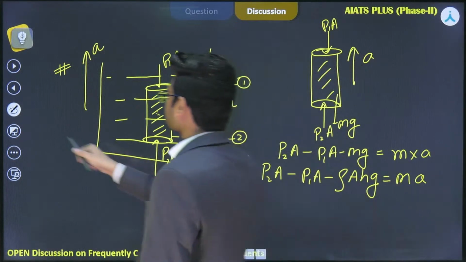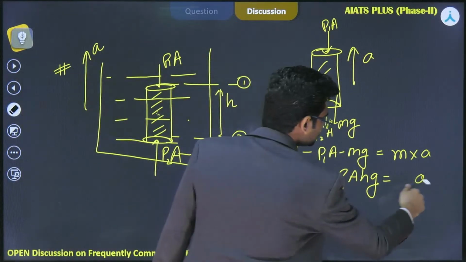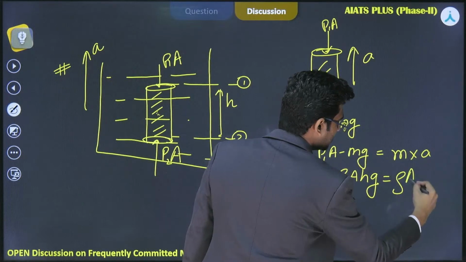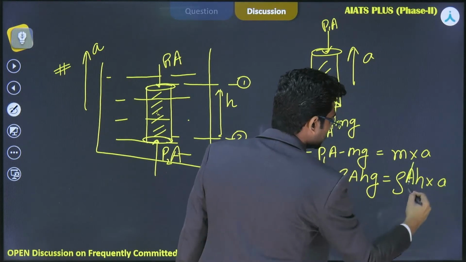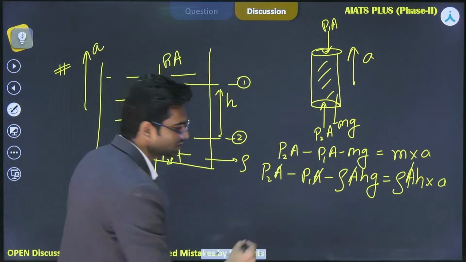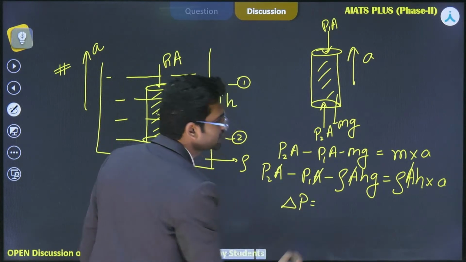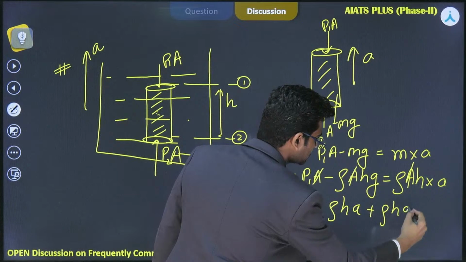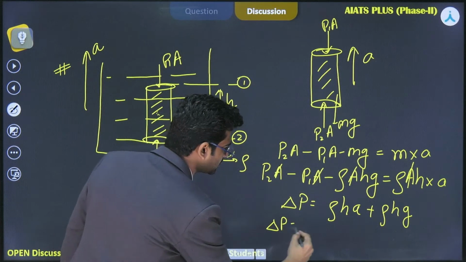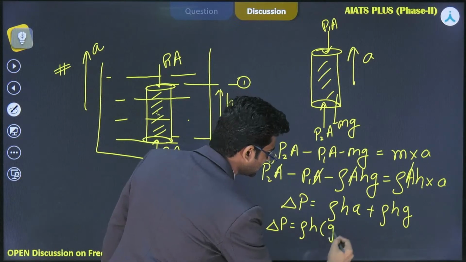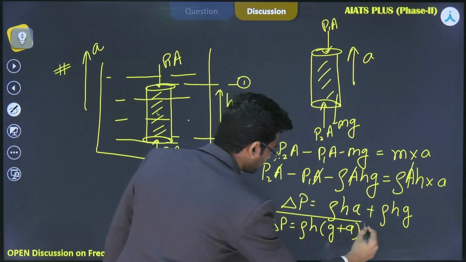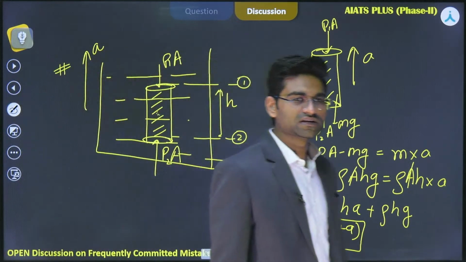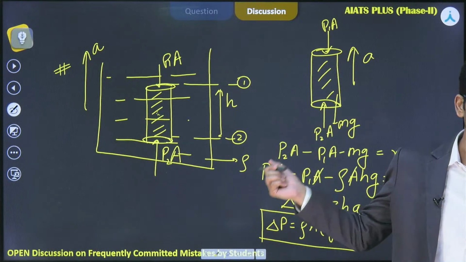Again, this mass can also be written as rho AH into a. A can be cancelled out. P2 minus P1, which is delta P, is equal to rho Ha plus rho Hg, or delta P is equal to rho H(g plus a). Rho H g effective. So this is the formula if the lift is going upward or the beaker is going upward.